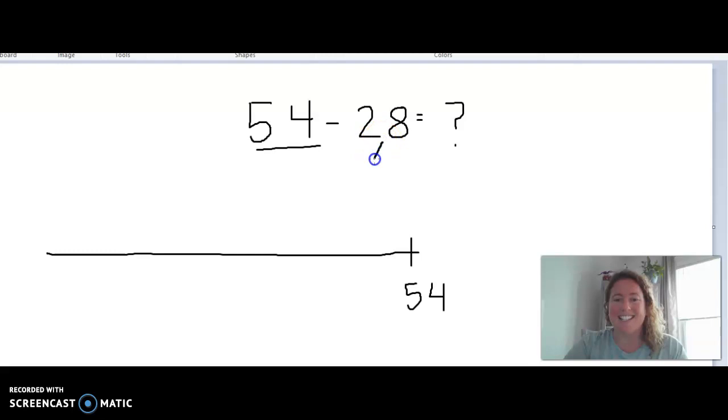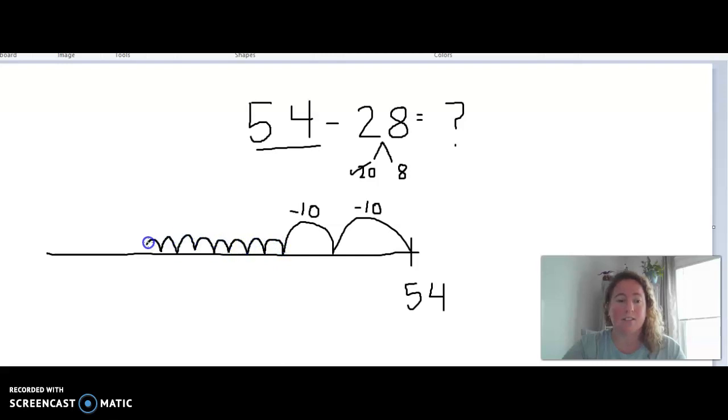So I need to decompose or break apart 28 into my 10s and my 1s so I know how many jumps of 10 I should make and how many jumps of 1 I need to make. 28 is really 20 and 8. And I know 20 is made up of two 10s, so I'm jumping two 10s back, minus 10, minus 10. That covers this. Now I need to make 8 jumps of 1. 1, 2, 3, 4, 5, 6, 7, 8.